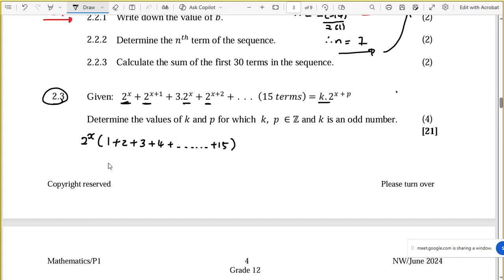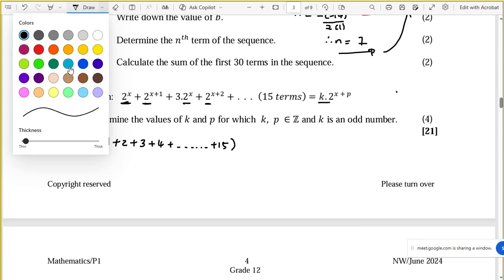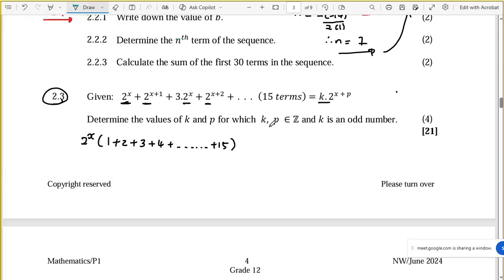You know what I'm going to do from this? I don't know how they're going to mark this, but I'm going to try and make this very, very short. I know that this 2 to the x, I'm going to multiply with whatever I get when I add all these numbers. So I'm going to say on my calculator, 1 plus 2 plus 3 plus 4 plus 5 plus 6 plus 7 plus 8 plus 9. Tell me, what do you get when you add all those numbers, all up to 15?